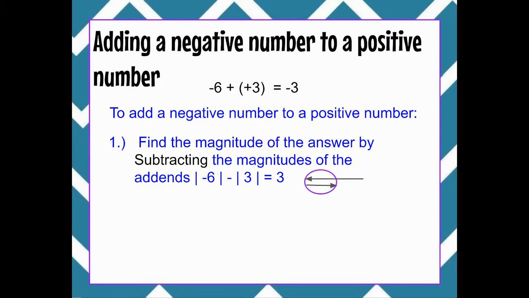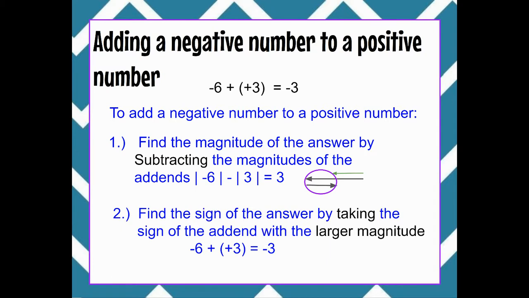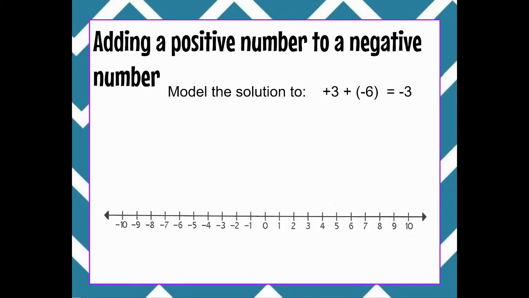Did you notice in the arrow diagram here, part of the arrows are overlapping and they will cancel out. The green arrow is the length of your answer. Find the sign of the answer by taking the sign of the addend with the larger magnitude, the larger absolute value. In this case, it would be -6. It's a longer arrow. So my answer is negative. What if it's reversed? What if I'm adding a positive number to a negative number?